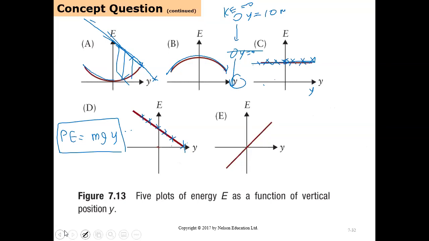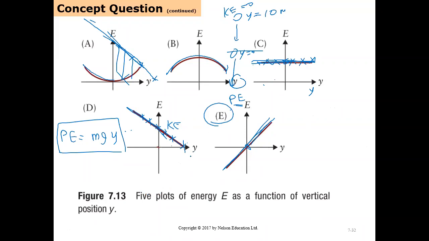A smaller vertical position will give you a smaller value. So this is linear. And when y is equal to 0, the potential energy is 0. So this is clearly for potential energy. And then obviously this has to be the kinetic energy, because the potential energy plus kinetic energy should give you a constant. So that is what is going to happen here.